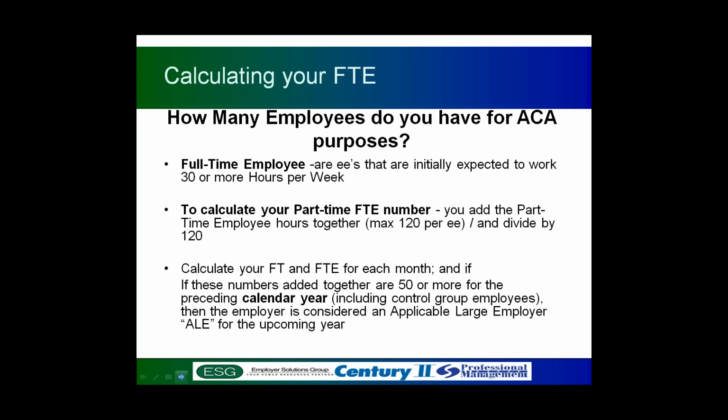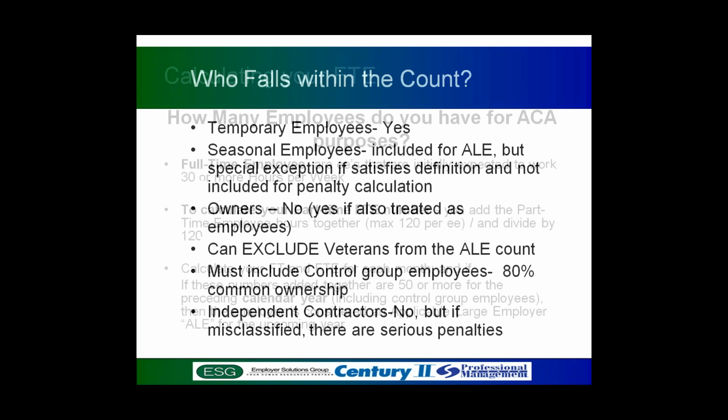Now, calculating your full-time and full-time equivalent for each month, if these numbers are added together and they're 50 or more for the preceding calendar year, and remember, you need to include control group employees if you own multiple businesses, then the employer is considered to be an applicable large employer, or ALE, for the upcoming year.